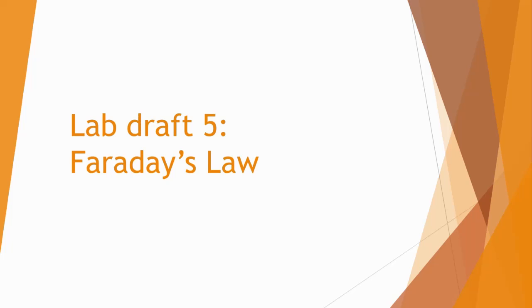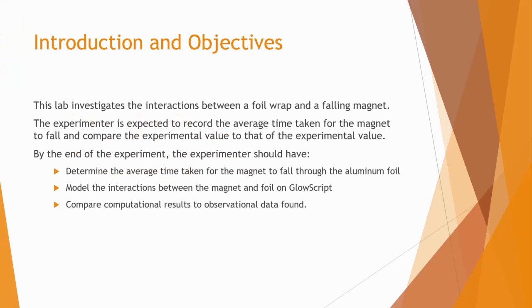The experimenter is expected to record the average time taken for the magnet to fall and compare the experimental value to that of the computational value. This lab will require the students' understanding and use of Faraday's law and Newton's law of motion to solve the problem being asked. By the end, the experimenter should have determined the average time taken for the magnet to fall through the aluminum foil, modeled interactions between the magnet and the foil in GlowScript, and compared the computational results and data found.